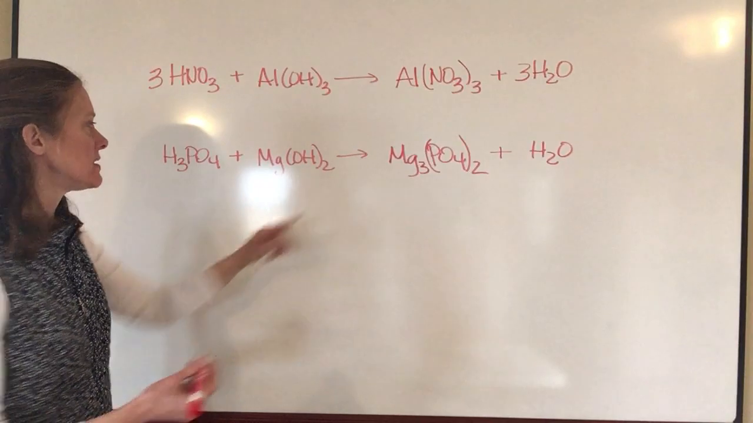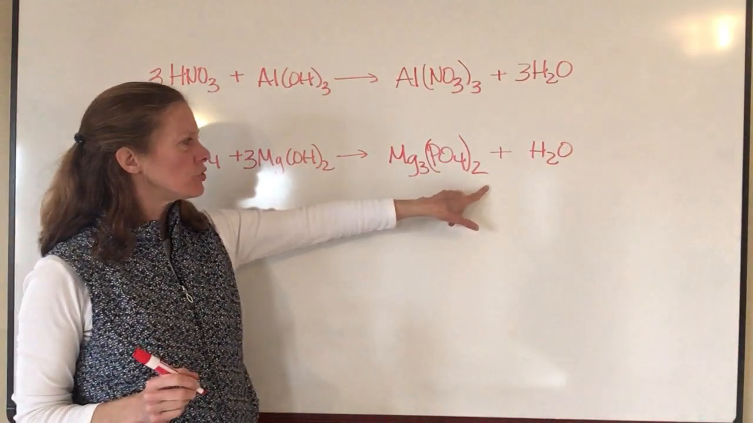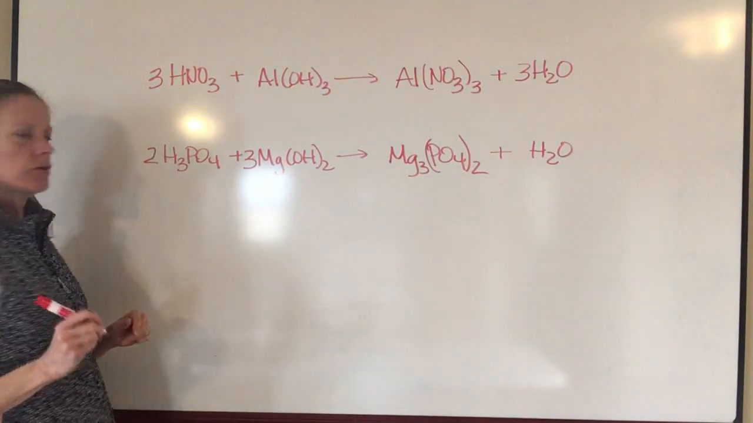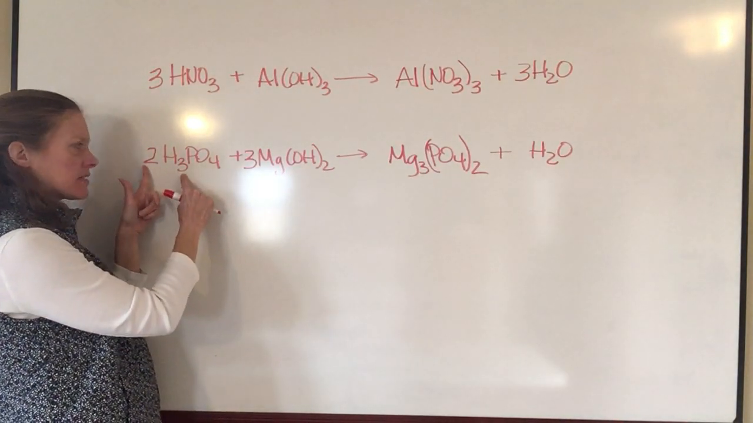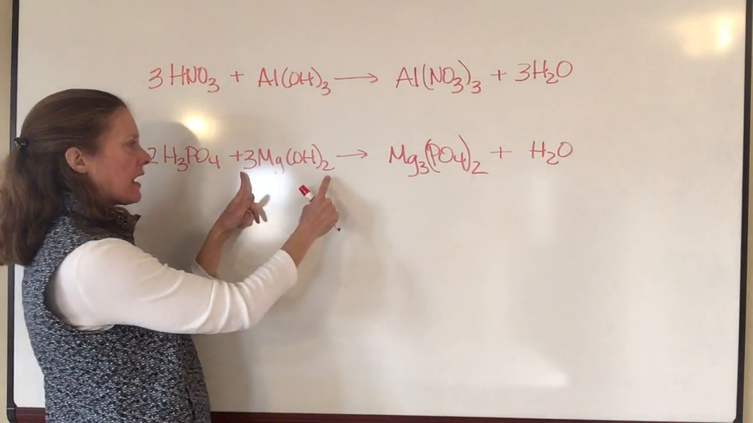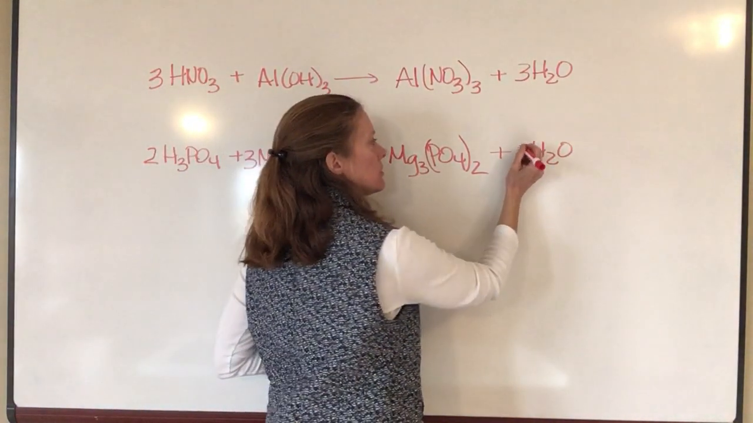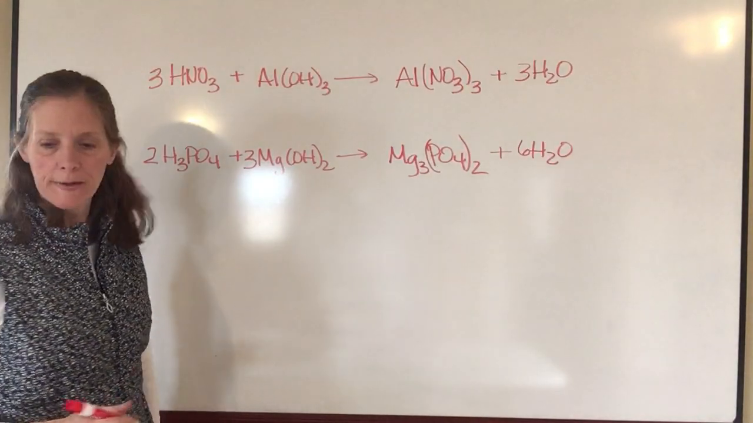Now that I have these 2 compounds written, I need to go back and balance it. I have 3 magnesiums here, so I'll need 3 over here. I have 2 phosphate groups on this side, so I'll need 2 phosphate groups on this side. I have 6 hydrogen ions here, and I have 6 hydroxide ions here, so that means I'll need a total of 6 waters on this side.